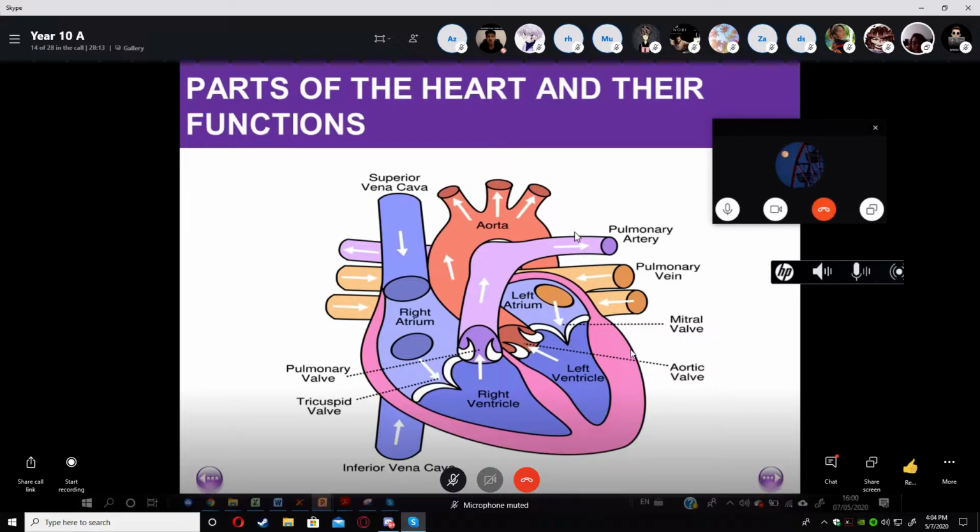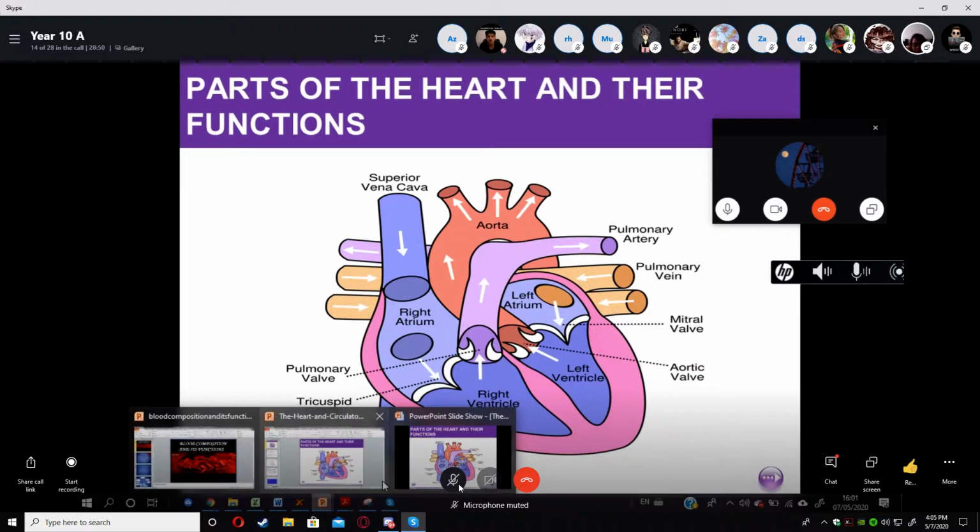From the right part of the heart, the deoxygenated blood is pumped into the pulmonary artery to the lungs, and from the lungs it gets oxygenated and comes through the pulmonary vein into the left atrium. Then to the left ventricle, and then it is pushed through the aorta to different parts of the body. I just recapitulated everything that we did last time.